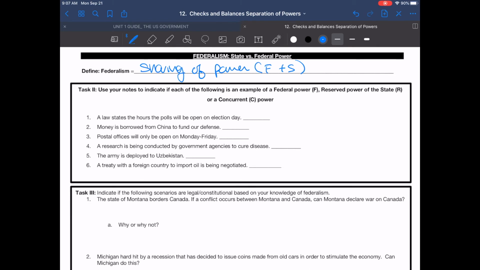In this section, you are reviewing the idea of federalism, or the sharing of power between the federal and state government.